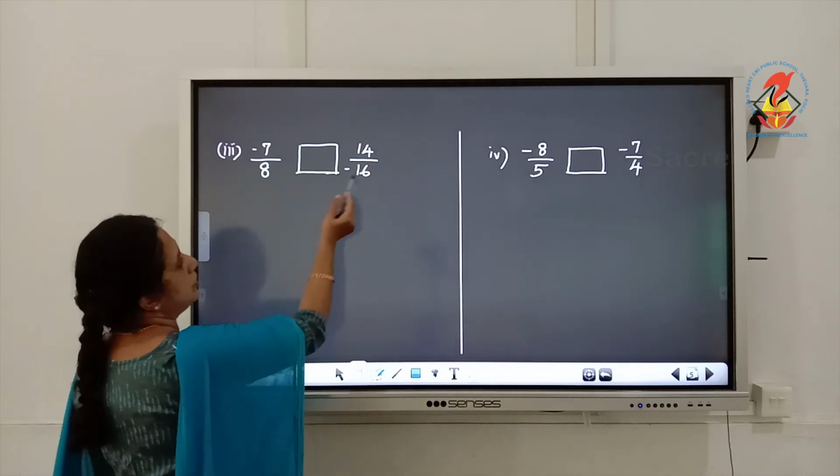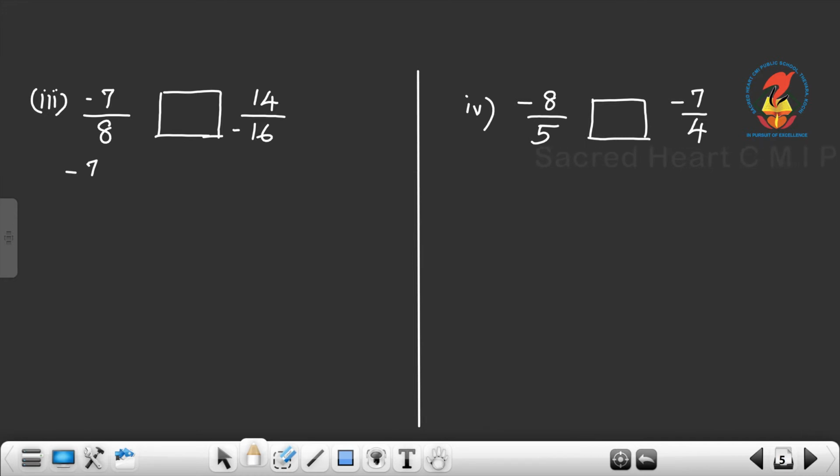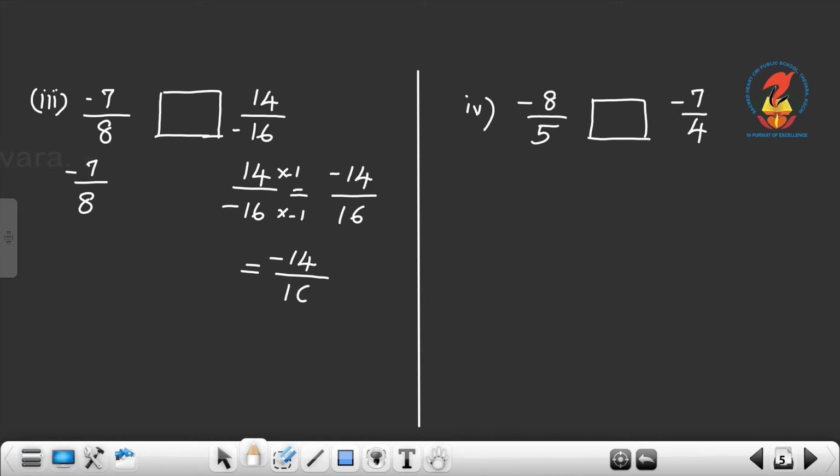And another way of doing it: the first one is negative 7 by 8. The second one can be reduced to the lowest form if it is possible. Look at that. 14 by negative 16, we can write it by making the denominator positive. So you have to multiply both numerator and denominator by negative 1. So you will get negative 14 by 16. Now reduce to the lowest form. We can divide both numerator and denominator by 2. So we will get negative 7 by 8.